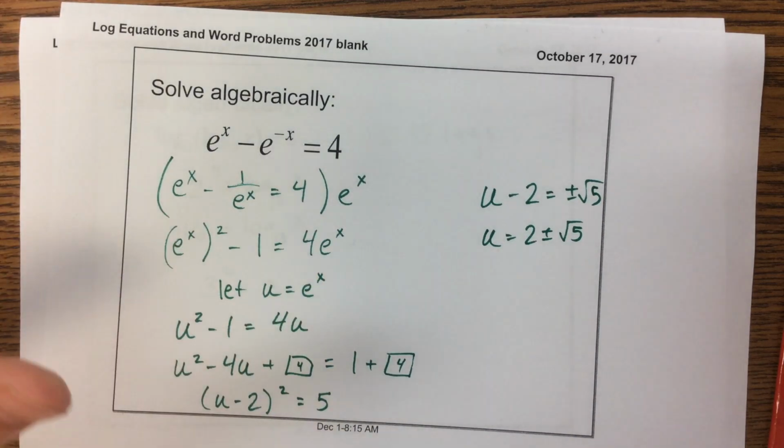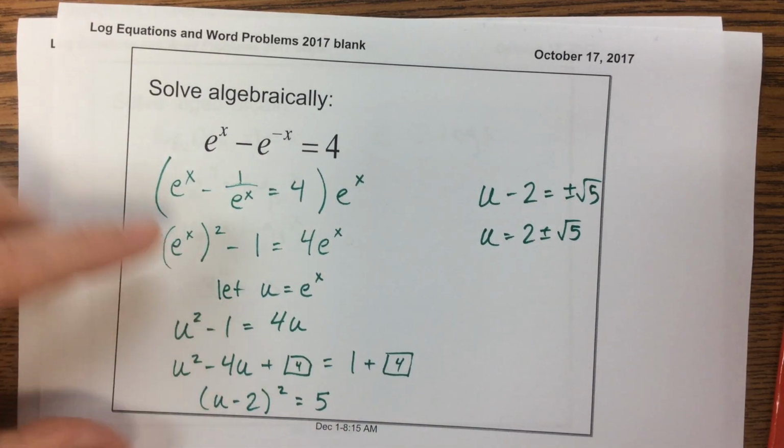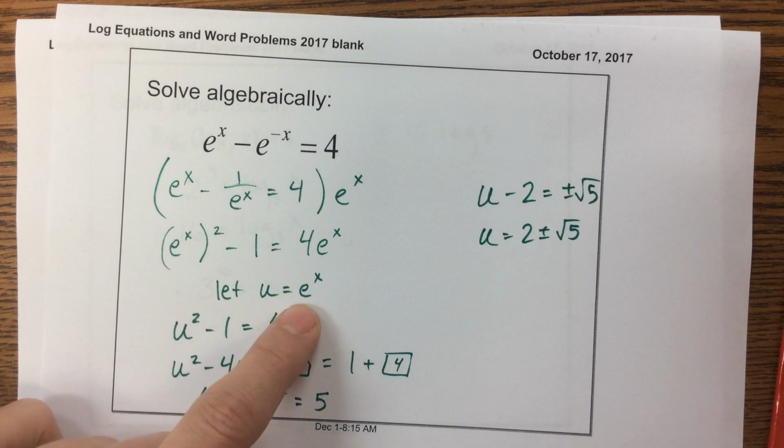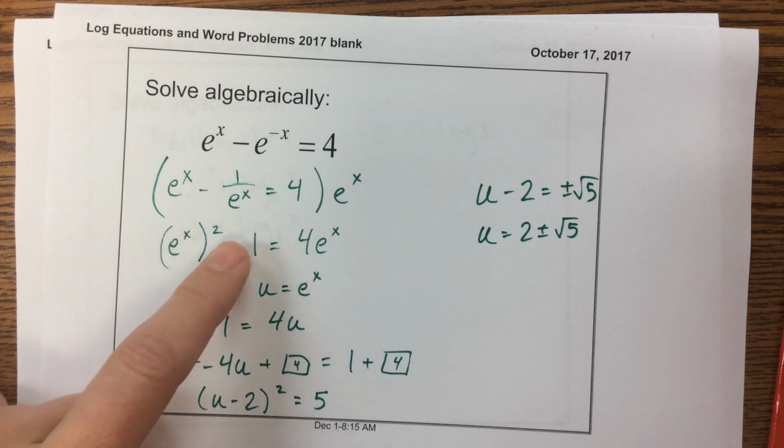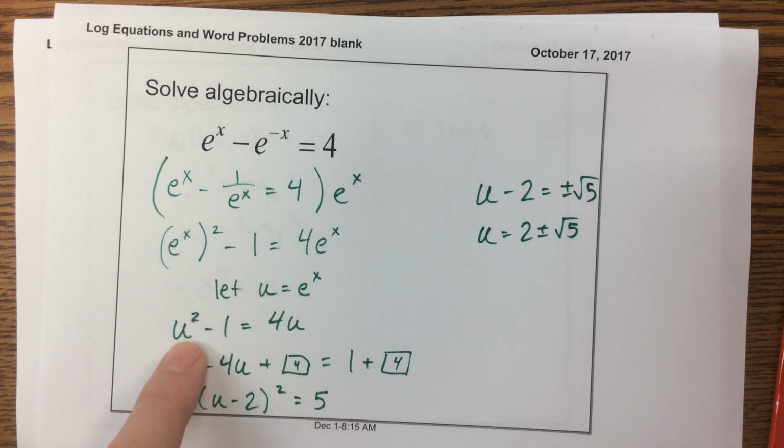Well, at this point it got a little weird, so I did what we call a u substitution. I let u equal e to the x, not me, but u. It's still funny to me. Okay, so then that gave me u squared minus 1 equals 4u right here.